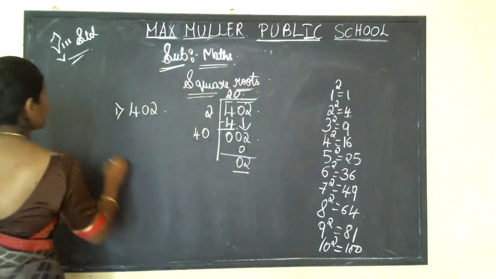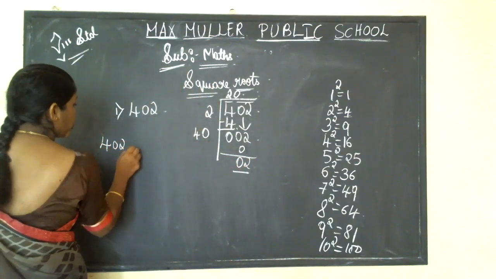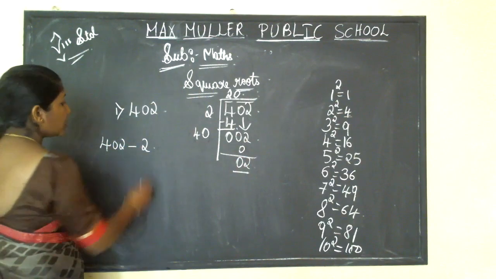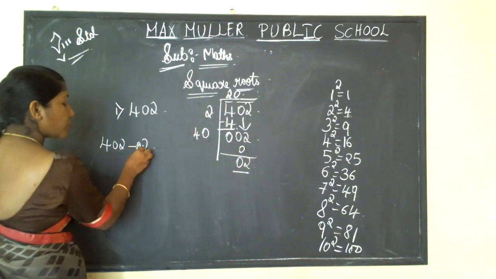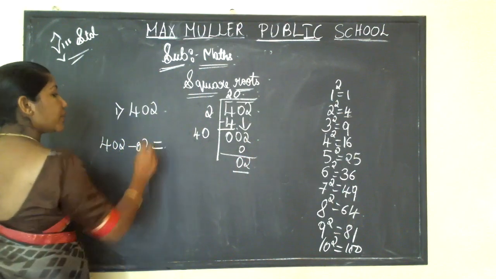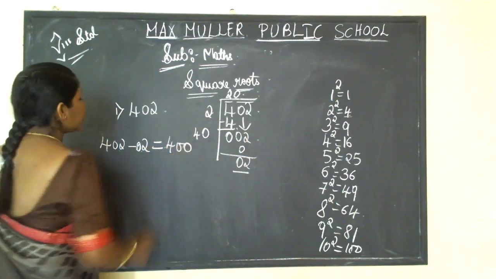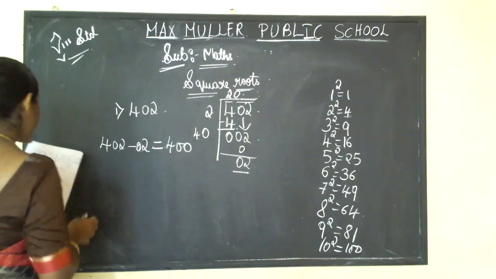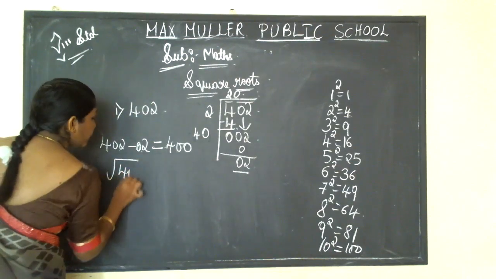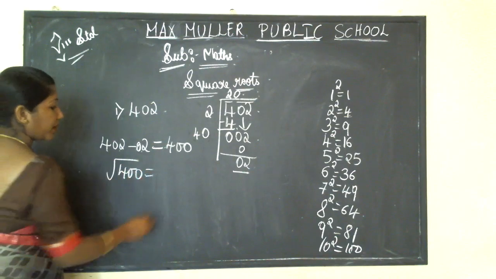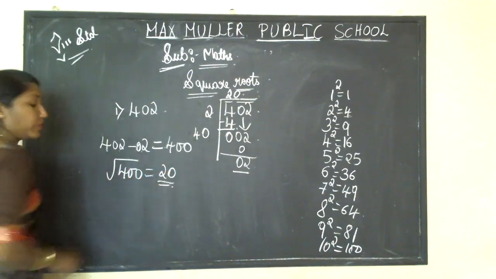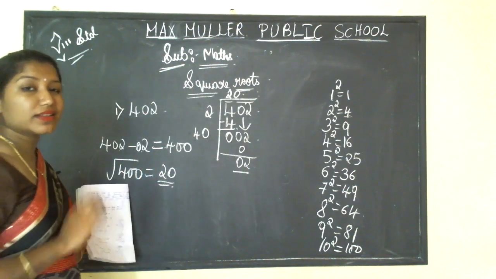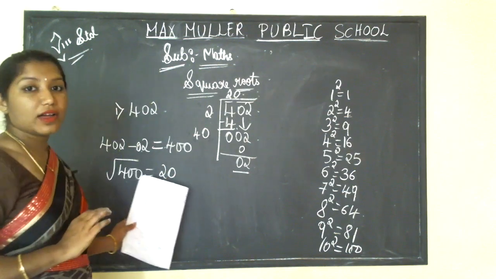What you have to do is subtract that remainder from 402. This remainder that you are getting here, 0 2, you have to subtract. If you subtract 402 minus 2, how much will you get? You will get 400. Is it not? So now you know for 400 what the square root is? 20. You know 20 into 20 is 400. If you don't know, here the number is 400, so you know it is 20.